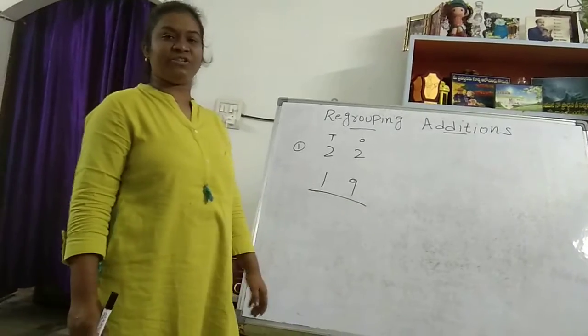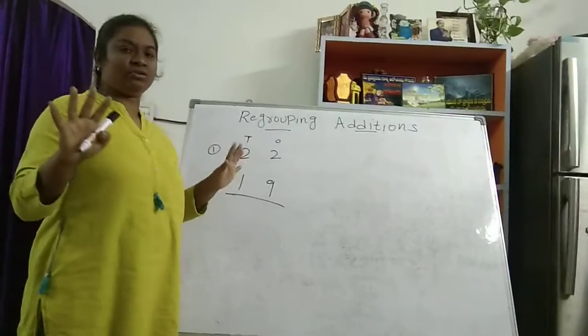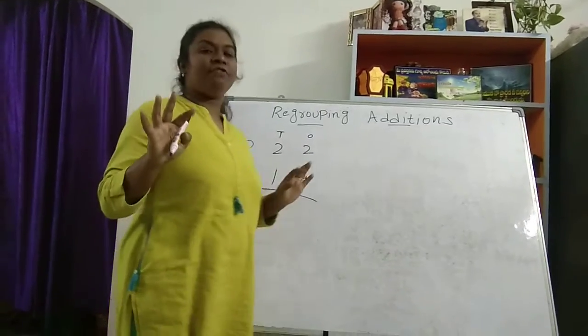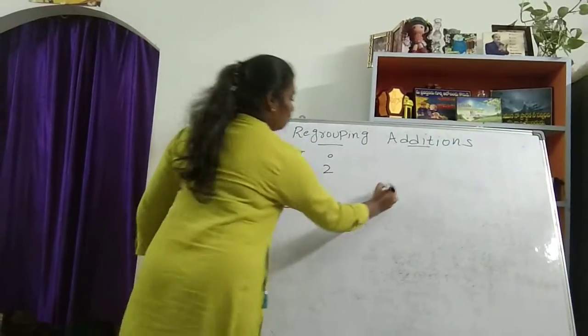So in ones place, let's do the additions. Okay. 2 in the mind, 9 on the fingers. Now 3, 4, 5, 6, 7, 8, 9, 10, 11. What is the answer? We got 11.